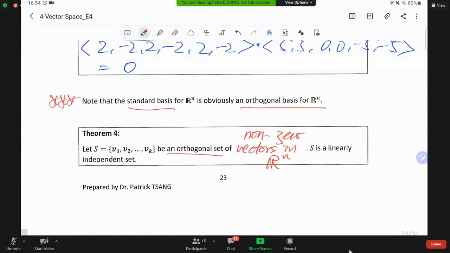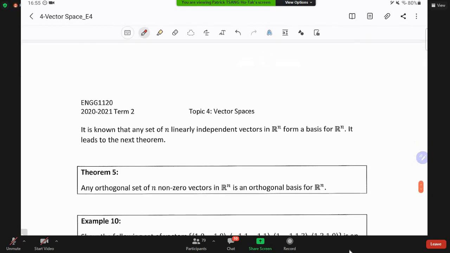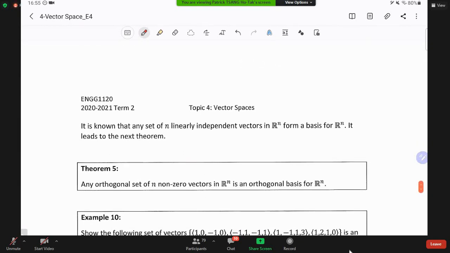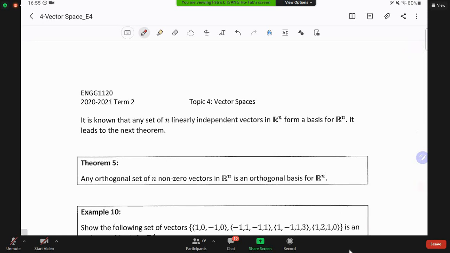And then this set, capital S, is a linearly independent set. Linearly independent set. All right, so please pay attention to the theorem. Based on this theorem, we are also developing another interesting but related theorem. But before that, let me recall a fact to you. We know that any set of n linearly independent vectors in the Rn space will form a basis for the Rn space. So this is a fact we already know.